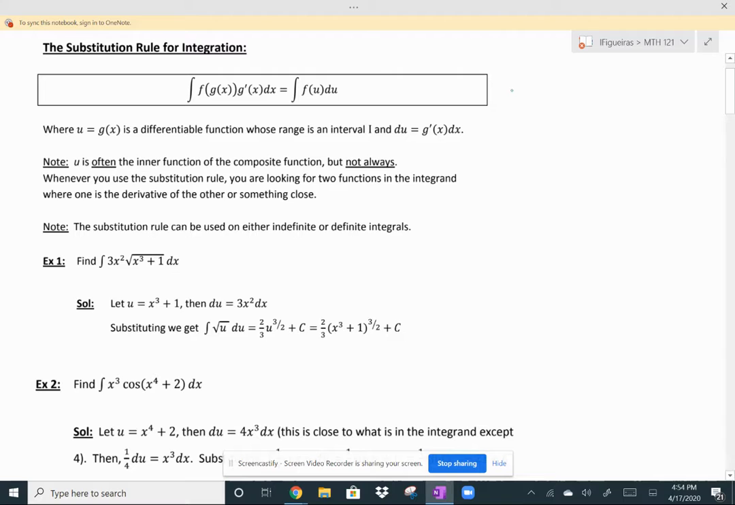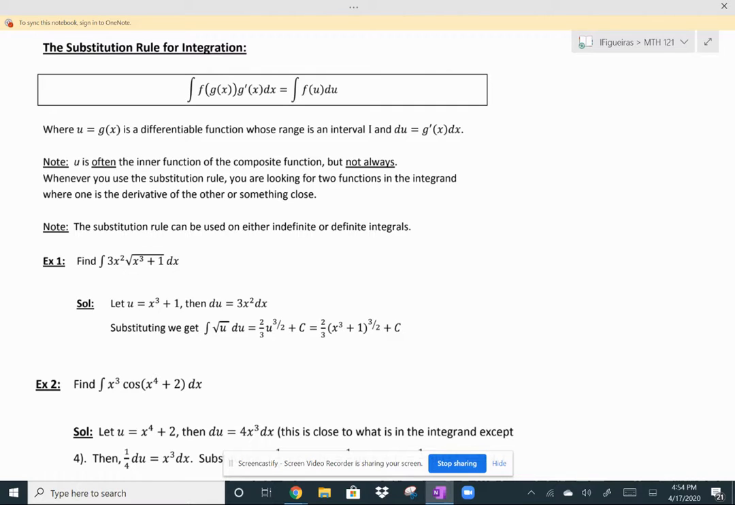What the rule says is that if you have an integral f of g of x, which remember is a composite function, and the derivative of the inner function or some form of it is part of that integrand, then you can replace the g of x by u, and the du is actually your g prime of x dx. So it's often the opposite of chain rule, which we used when taking derivatives, but not always.